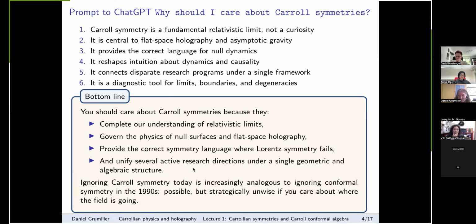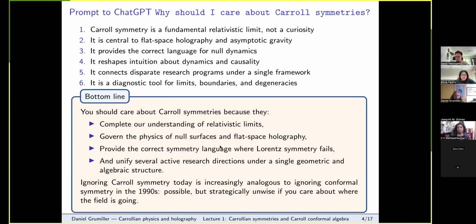Ignoring Carroll symmetry today is increasingly analogous to ignoring conformal symmetry in the 1990s: possible, but strategically unwise if you care about where the field is going. So I tend to agree with that statement, but of course not everybody has to work on Carroll physics. But it's true that the number of papers that have Carroll in the title has increased exponentially over the past 3 years or so. So there's certainly a sense in which the community agrees to some extent with this statement.